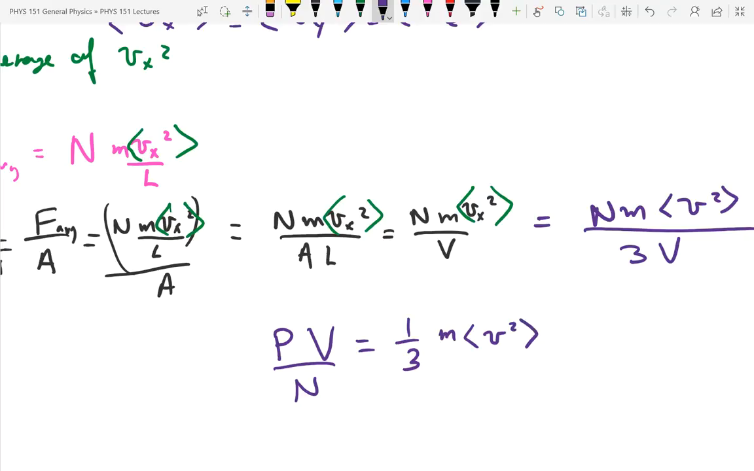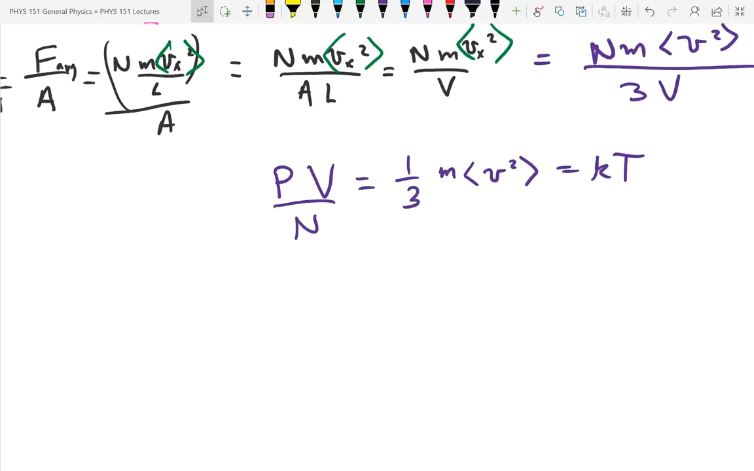Now, if it's an ideal gas, then what is PV over N equal to? Well, kT, because it's capital N. So what we have now is temperature is proportional to this 1/3 m v squared. Really kind of the final step.